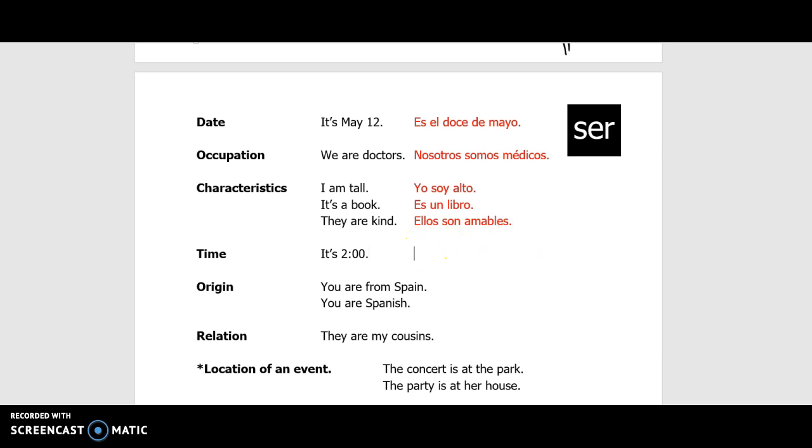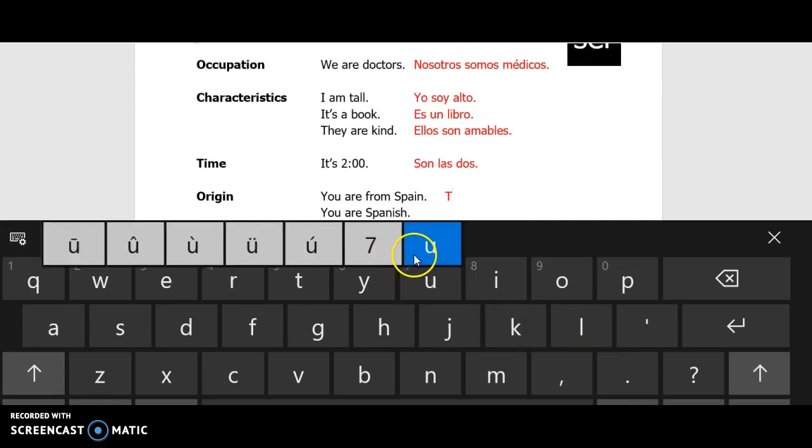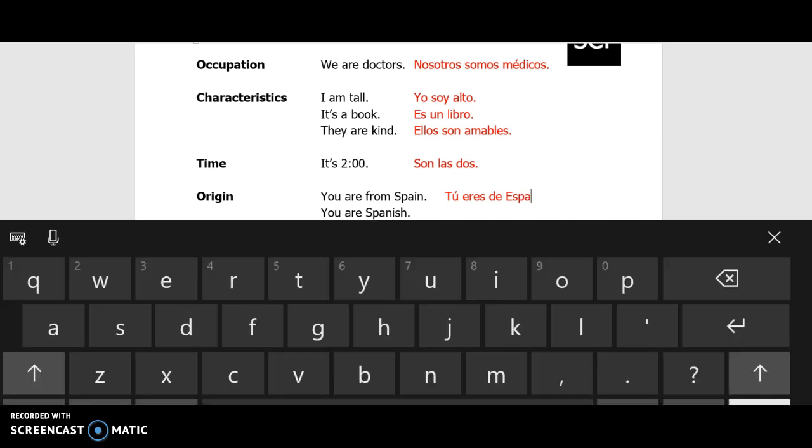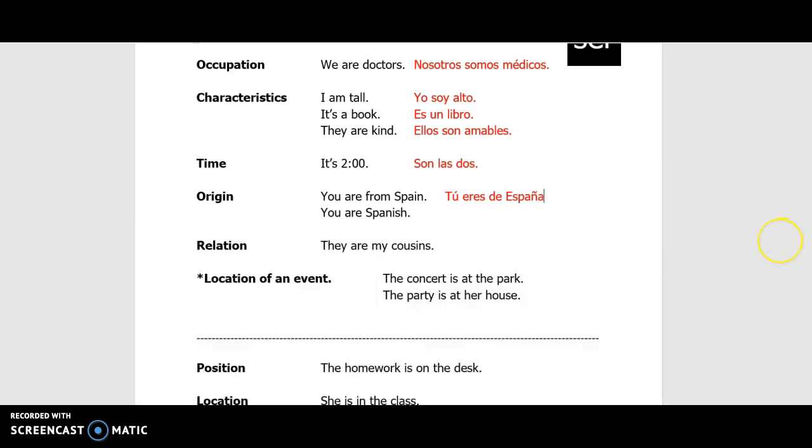Telling time, we've been doing that since exploratory Spanish. This is just very familiar. Son las dos. You didn't even know that that's what you were doing, but you were. Origin. Origin is where you're from. So you are from Spain. Tú eres de España.